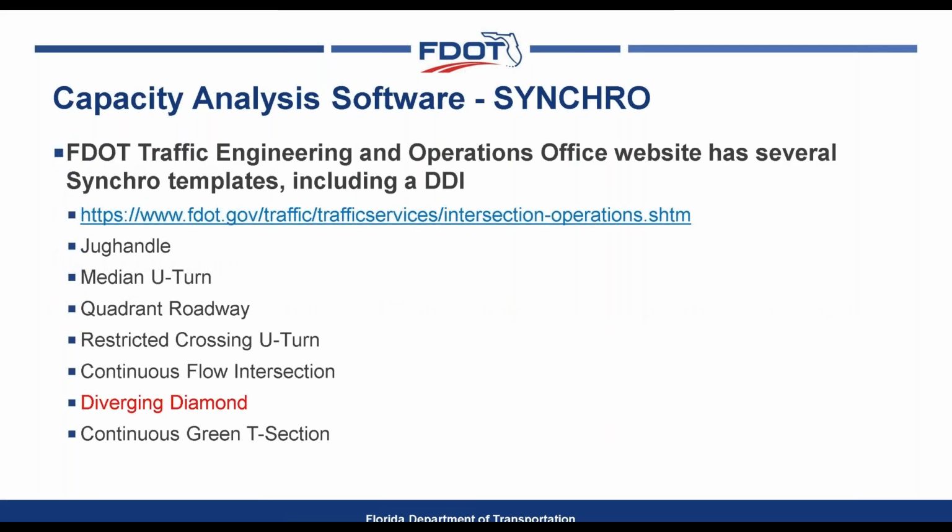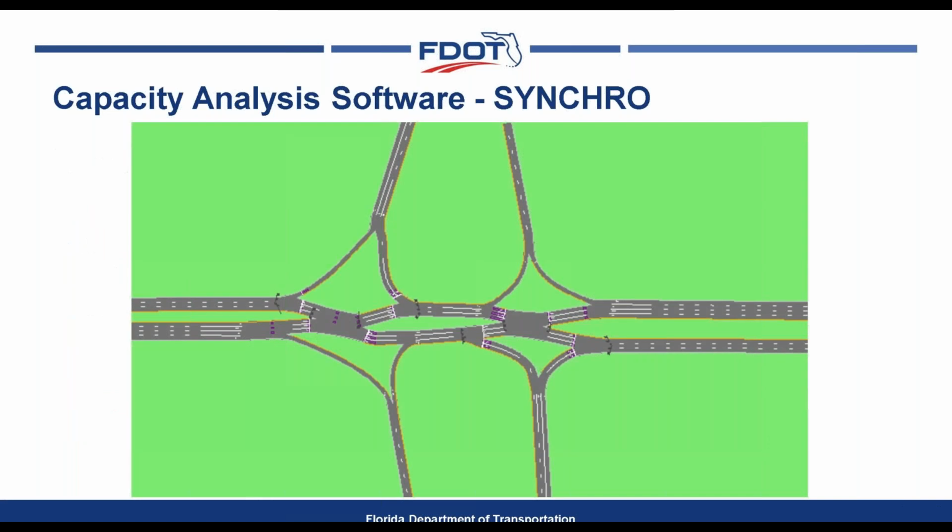Fortunately, FDOT Traffic Engineering and Operations Office has developed several Synchro templates for alternative intersections, including a DDI option. I've listed the website here, but I know you probably don't have time to write it down, but you can find it just by doing a search for FDOT intersection operations and safety. And then if you pick the default Synchro templates for alternative intersection types link, it will bring up this list of options that you can choose from. So in this case, this is a screenshot for the default file for a DDI.